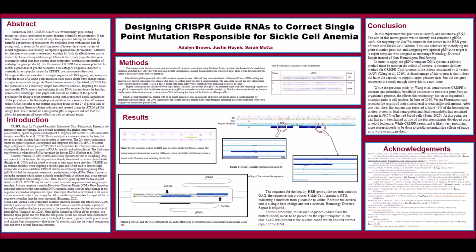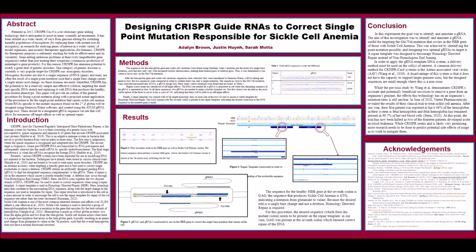CRISPR-Cas9 is a gene editing technology that is anticipated to assist in many scientific advancements. Gene editing has immense potential with genetic disorders, as it can fix problems at their roots, the unpreferable gene sequences, rather than just treating their symptoms, which would be the continuous production of maladaptive gene products. CRISPR utilizes an artificially designed guiding RNA, gRNA, to target the designated sequence complementary to the gRNA. There, it makes a cut in the sequence, which causes a double-stranded break. Deletion may occur through non-homologous end joining. Here, the DNA joins together the two disjoint strands of DNA.